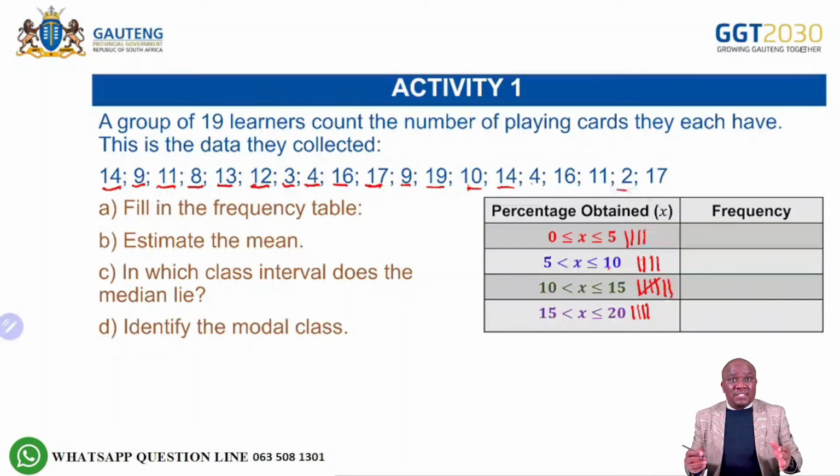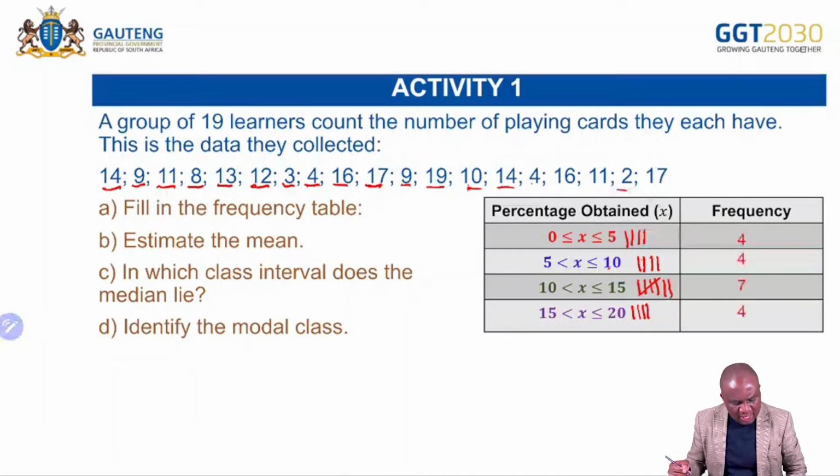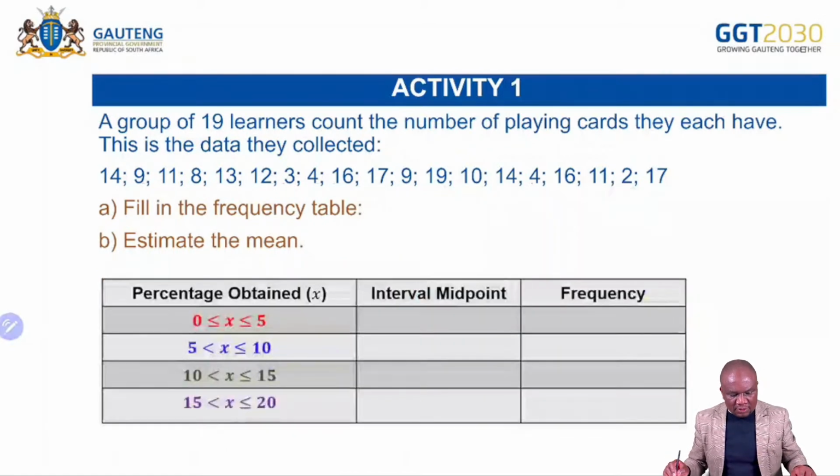And then from the tallies we get our frequencies. So this is 4, then 4, then 7, and then 4. That's how you do your frequency table. Okay, so now let's go to the second part. I want us to do the mean. Let's estimate the mean. I've given you the table, you can use it, and I'm going to give you 4 minutes. After 4 minutes, we're going to mark our work. Let's try.